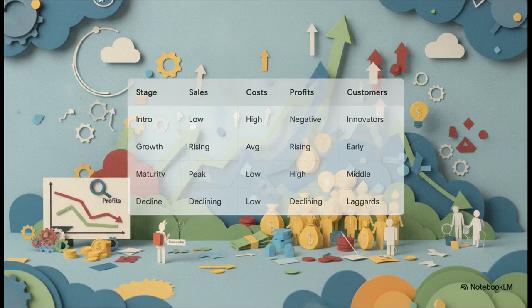Let's translate that curve into some actionable data. Look closely at the reality of the introduction stage. Notice how those profits are literally negative. Sales are low, but the costs to launch, market, and build your distribution channels are astronomically high per customer. Your only buyers at this stage are the innovators.